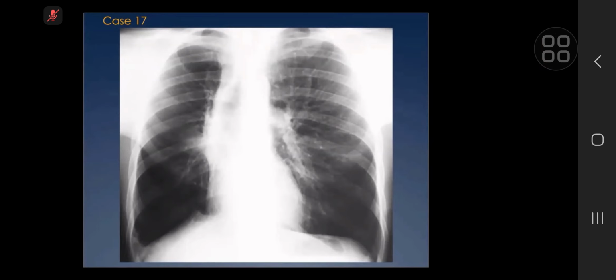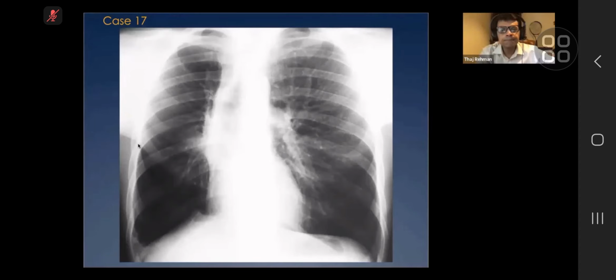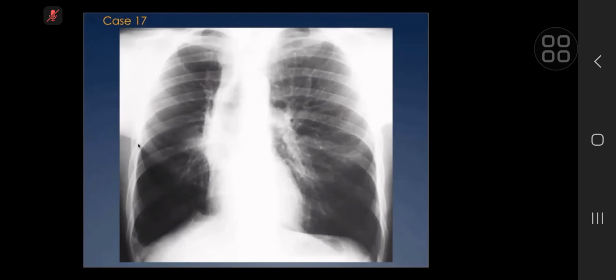Next case. So frontal chest radiograph, the abnormality, you can see there is a paucity of vascular marking on the right side as compared to the left side, and there is increased bronchovascular marking, especially in the left upper zone and mid zone. So lung vascularity is decreased. Which lung is abnormal? I think the right lung is abnormal.